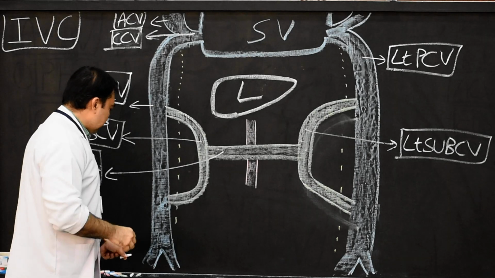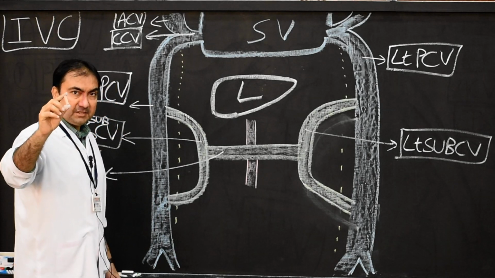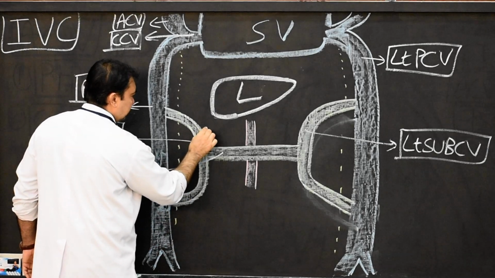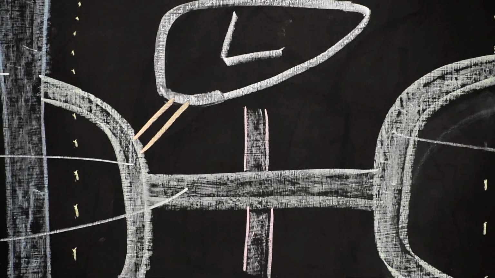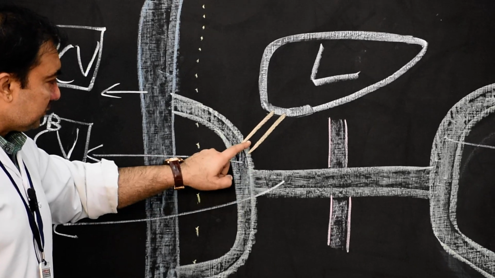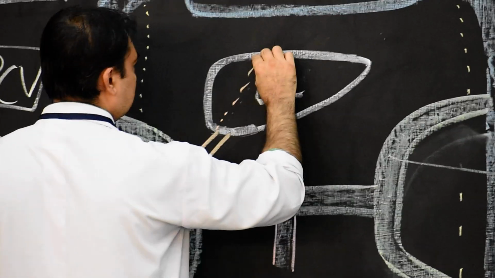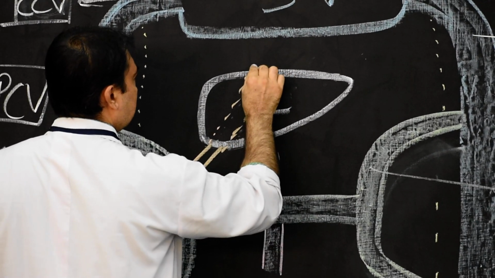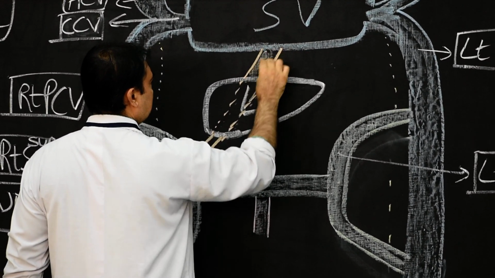Now this channel which will develop, I am using orange color. It will connect the right subcardinal vein. See here, connecting the right subcardinal vein. Which portion of the right subcardinal vein? Just above the intersubcardinal anastomosis. And it will pass dorsal to the liver, so I am drawing dorsal to the liver. And it will join here. What will it join here? It will join this segment.